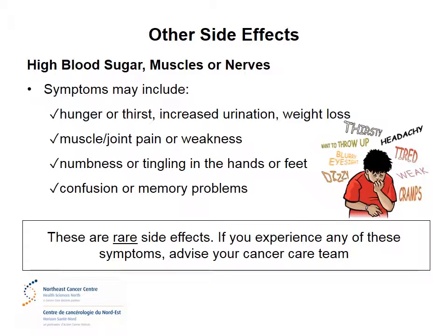Some other side effects of immunotherapy are rare but may affect blood sugar levels, muscles, or nerves. Symptoms may include hunger or thirst, increased urination, weight loss, muscle or joint pain or weakness, numbness or tingling in the hands or feet, confusion or memory problems. If you experience any of these symptoms, advise your cancer care team.